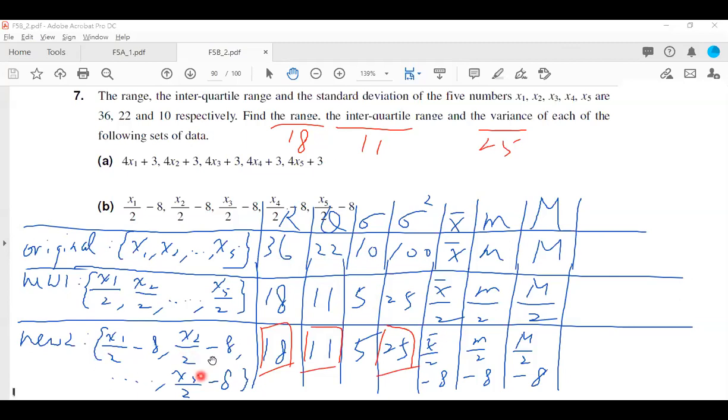But good. And then, for the second change, if it is added by numbers or subtracted by numbers on every data, then the range, interquartile range, and standard deviation will have no change. Okay, we have no change. So after dividing by 2 to 18, for this step, from new 1 to new 2, there will be no change for the range, no change for the interquartile range, and no change for the standard deviation. Is that okay?